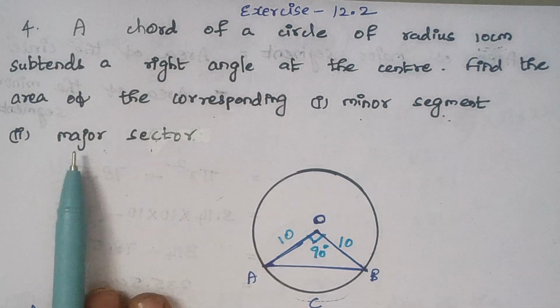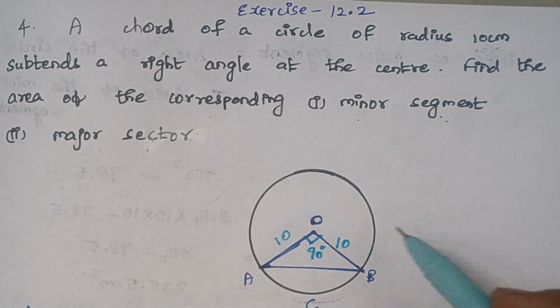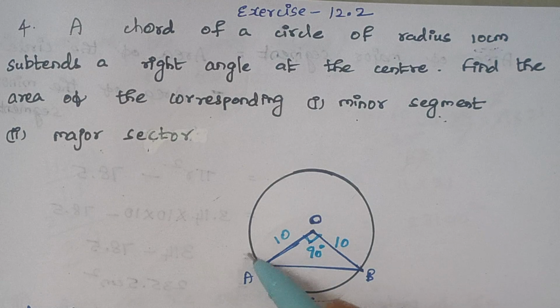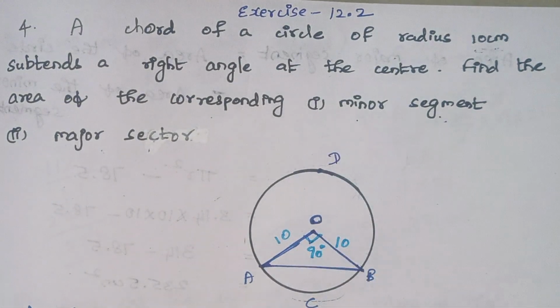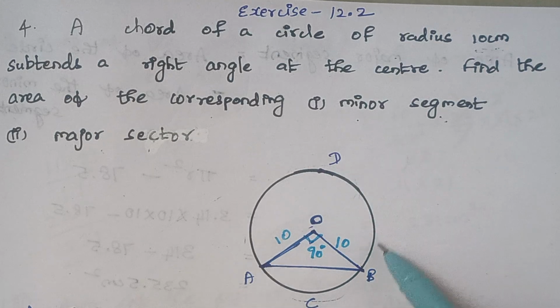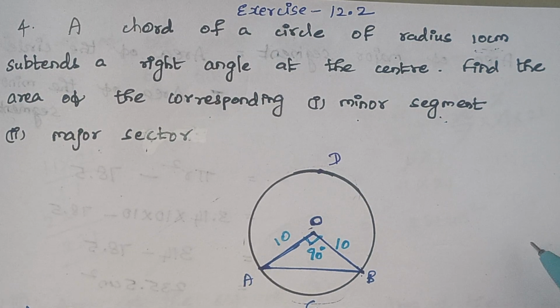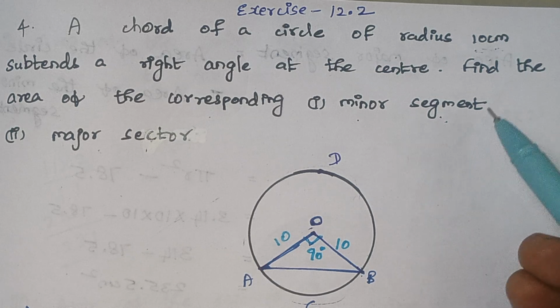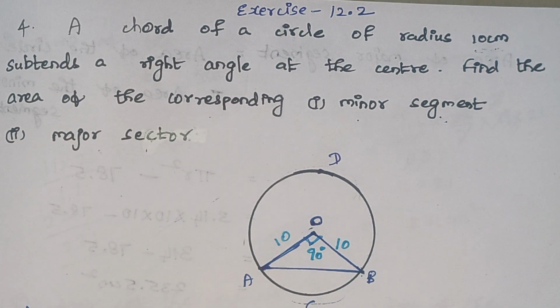And the next one is the major sector. What do we mean by major sector here? The sector is this part. Let me name this point as D. OADB is the major sector. So here we are going to find the area of the minor segment ACB, then we are going to find the area of OADB.